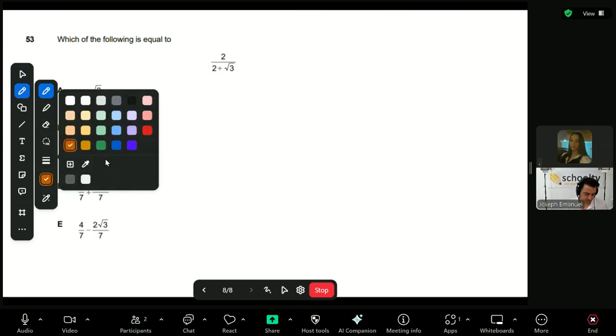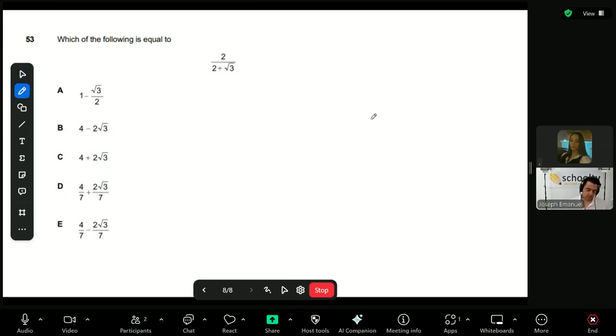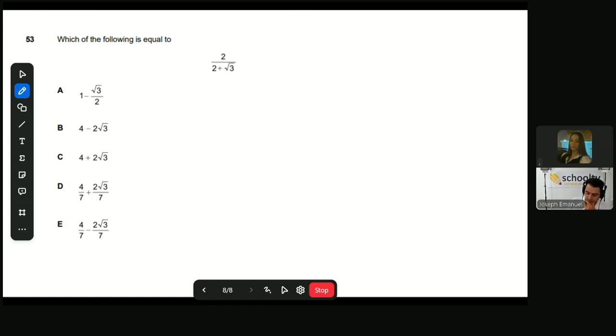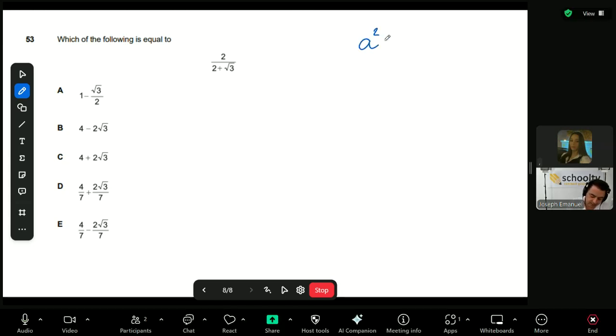Okay, let's go. Which of the following is equal to this equation? Okay, so each time you have the square root, you can solve it by using what we wrote last time: a square minus b square equals a plus b multiplied by a minus b.